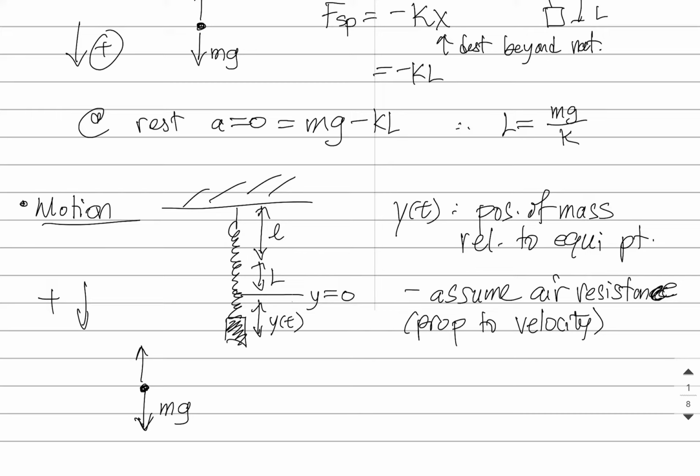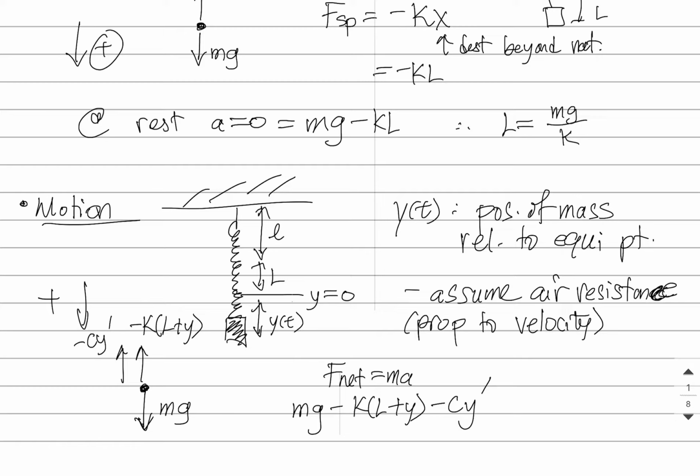Number one, we're going to have the spring force, and this is going to be negative k times L plus y. And it's L plus y because the natural length is little l, and then L plus y at any time is the distance beyond that. And we're also going to have this cy prime. This is the air resistance force that is proportional to the velocity. So according to Newton's law, F net equals ma. The net force will be mg minus k into big L plus y minus cy prime. y prime is going to be the velocity of this object, and this will be equal to my double prime.